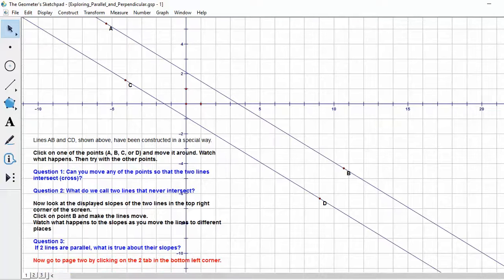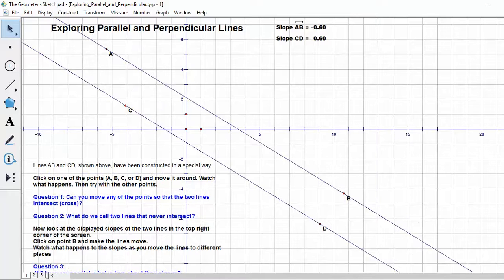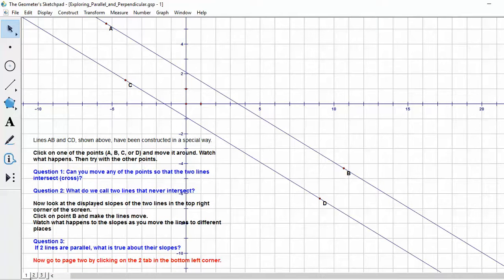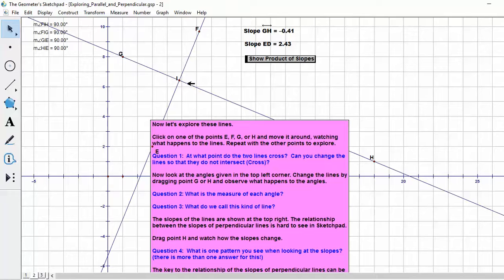Okay, I'm going to scroll down a little bit so that I can read this question. If two lines are parallel, what is true about their slopes? So you can answer that question. And then there are little page tabs down here, so we're going to go to page 2 next. Now we're going to explore these lines that are created in a special way.